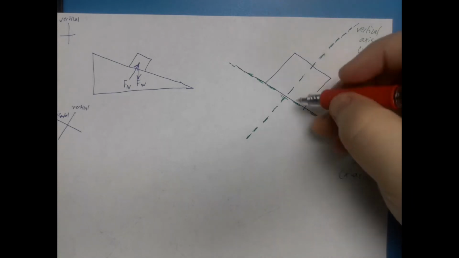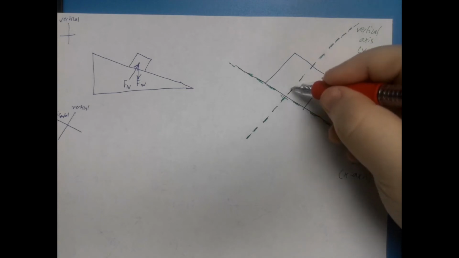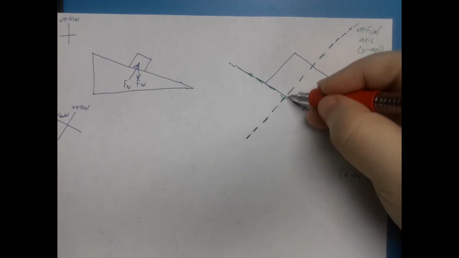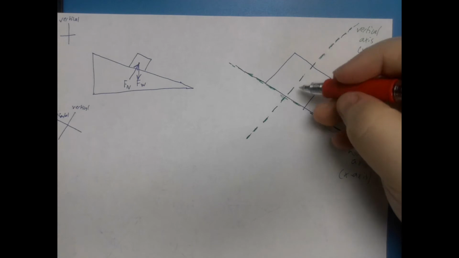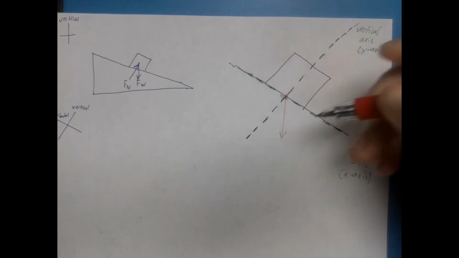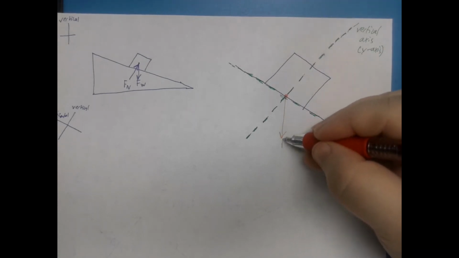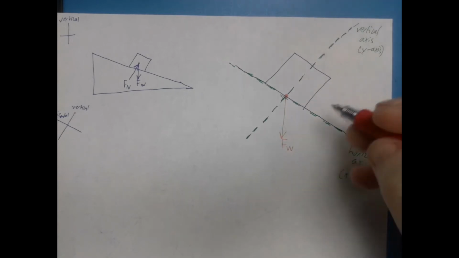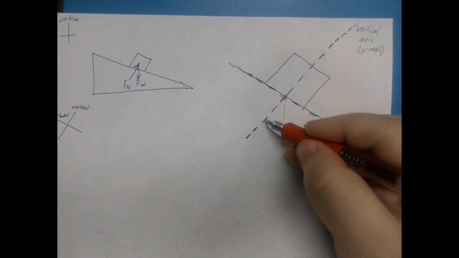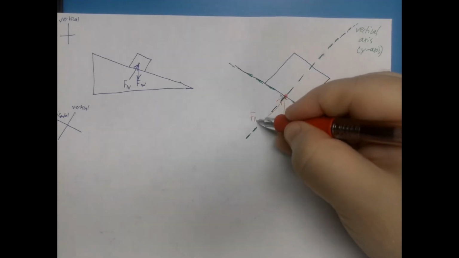And again, I could really think of this box as being a single point. I'm going to put that single point right here. I have a downward force. This would be the weight. And then I have a normal force right here.